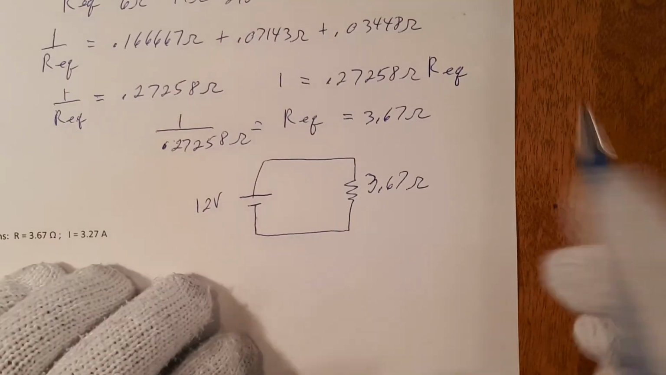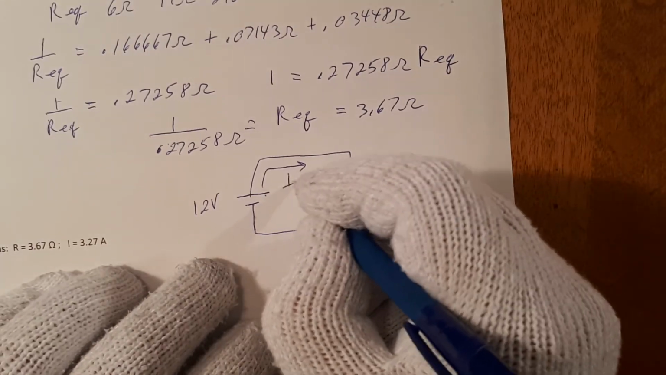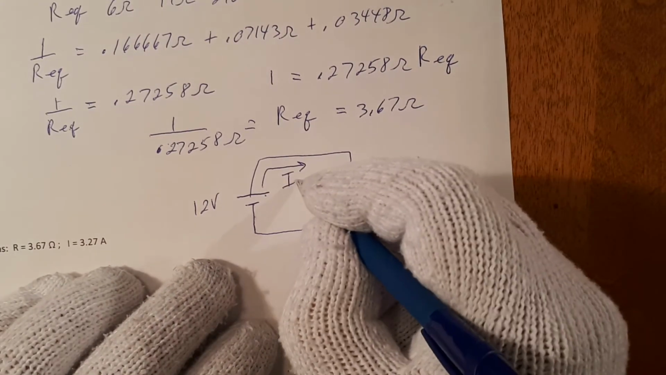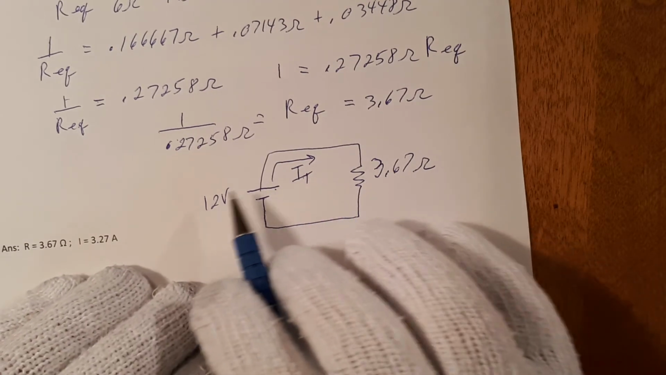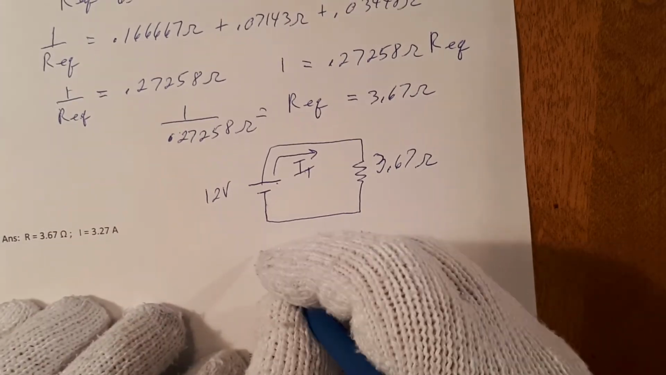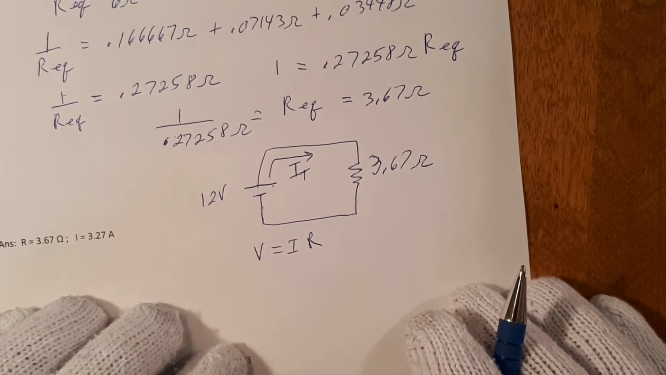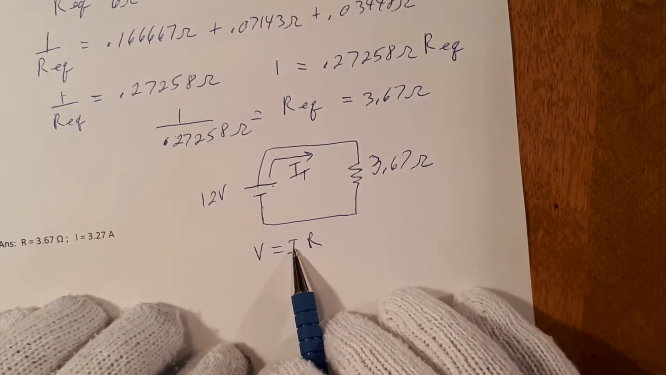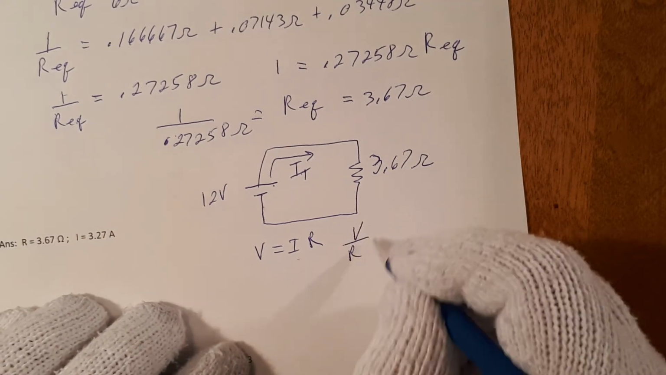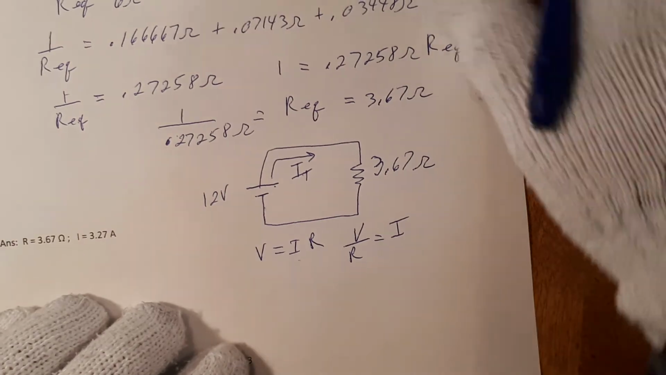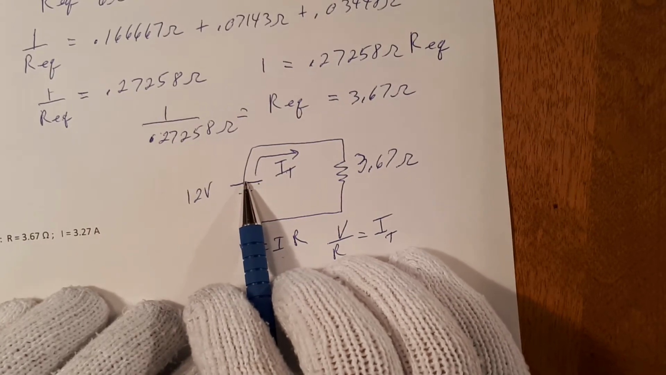So we need to find current. And current, by convention, is going to flow out of the positive terminal of the battery. Current has the symbol I, and we want to find the total current. We have all we need right here to apply Ohm's law. Voltage equals IR. That's Ohm's law. And current is what we want to find, so divide both sides by R. Voltage divided by resistance then is equal to the current. And in this particular case, the current is going to be the total current that is being drawn here.